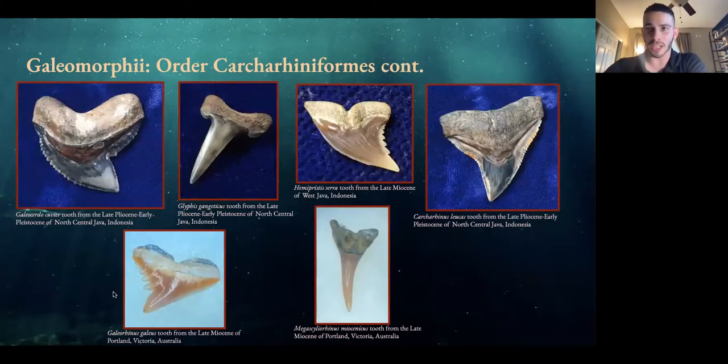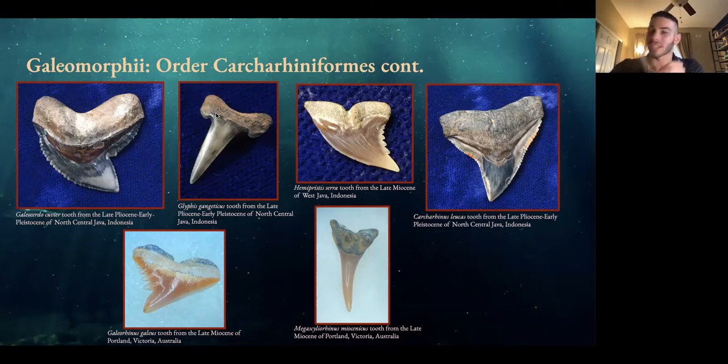Some examples of teeth from this order include Galeocerdo cuvier. So this is your tiger shark tooth. These have serrations on serrations and a really distinct tooth morphology or shape. This is from the late Pliocene through early Pleistocene of North Central Java, Indonesia, which is a little bit more recent geologically of a locality than where you find all of those megalodon teeth from West Java.